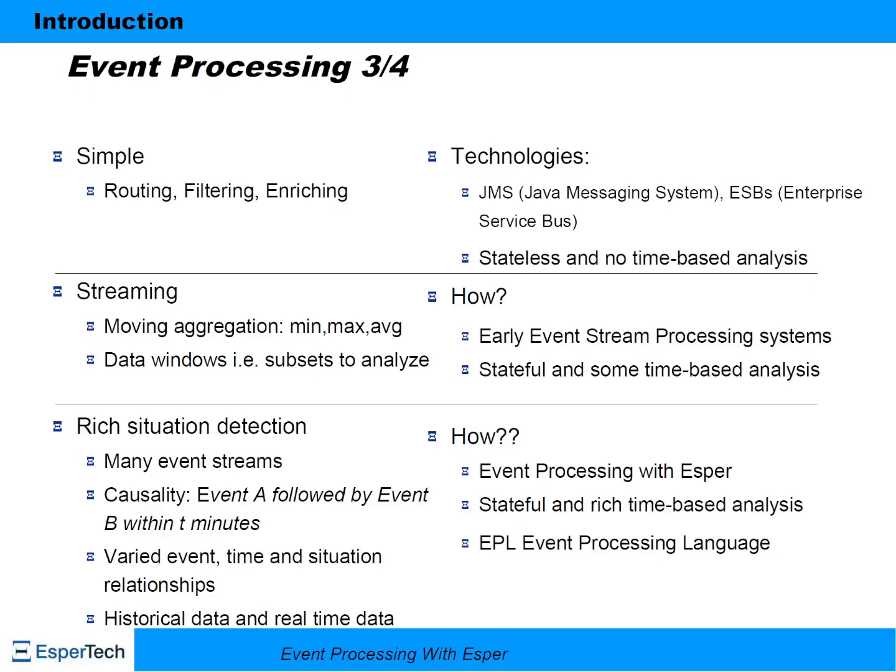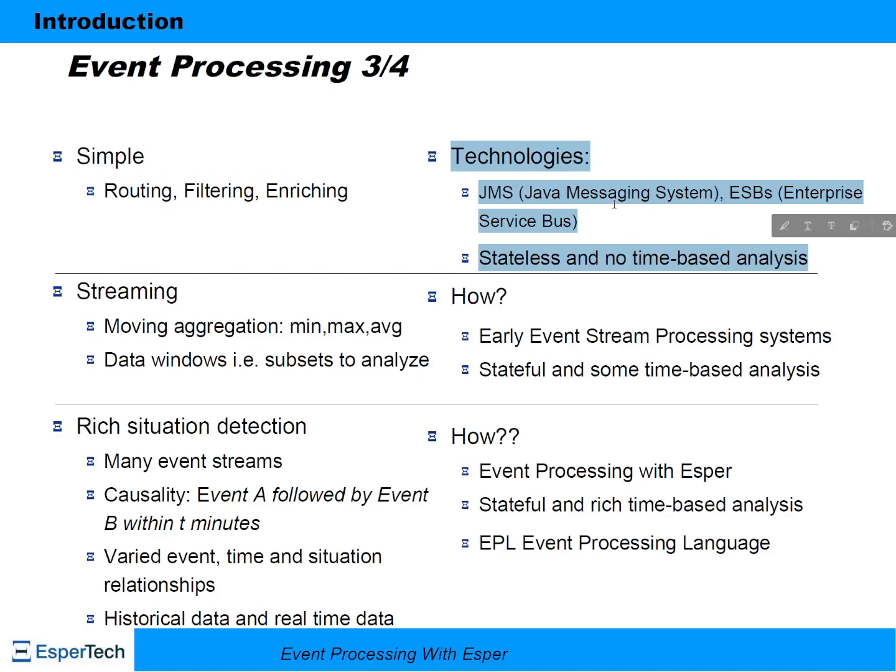Event processing knowledge and technology have been around for a while. Simple event processing includes routing events, filtering events and enriching events. Some technologies that provided this kind of functionality are Java messaging system and enterprise service buses. These kind of technologies are stateless. Stateless means there is no stored knowledge of past events or other past data. The simple event processing technologies also don't offer time-based analysis.